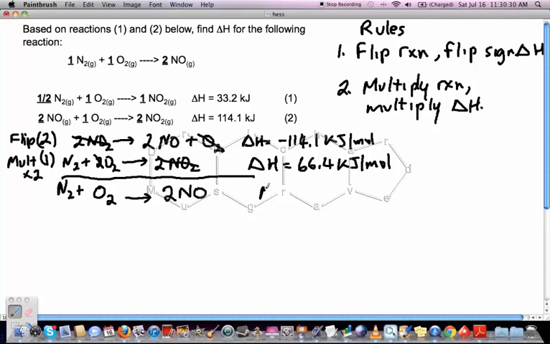Now what I can do is take these delta H values and add them together, and I'm going to get negative 47.7 kilojoules per mole. The rules I'm using for significant figures are the addition and subtraction ones, so we're looking at decimal places. This says 1 decimal place, this says 1 decimal place, so the answer has 1 decimal place as well. Alright, so that's how we would do that kind of example of a Hess's law problem.